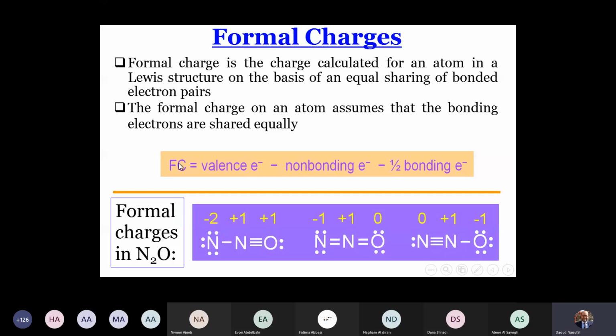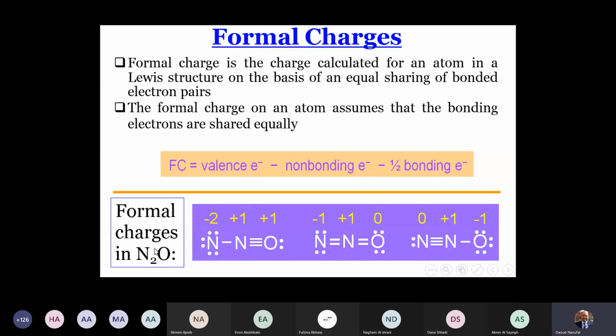So I return to the example. What is the formal charge of nitrogen? 5 minus 6 over 2 minus 1. So it's equal to minus 2, the formal charge. The formal charge of the second nitrogen is equal to 5, which is the valence electrons, minus 0, we don't have non-bonding electrons, minus half bonding electrons, which means minus the number of bonds. So 5 minus 0 minus 4 is equal to plus 1.